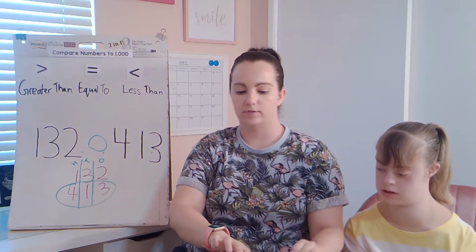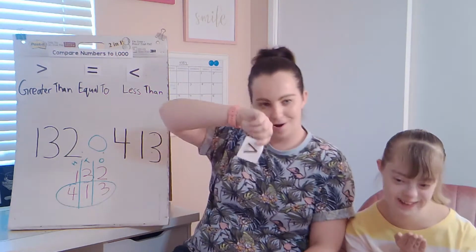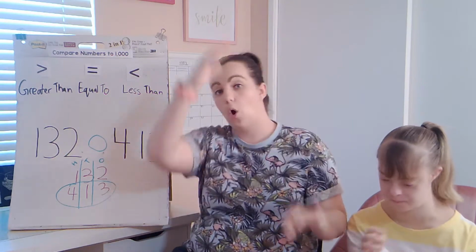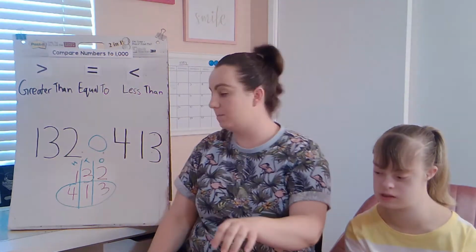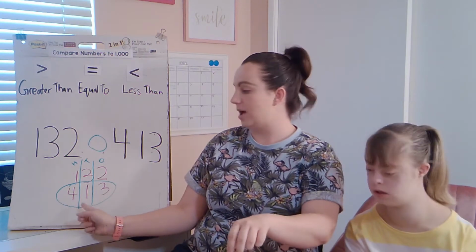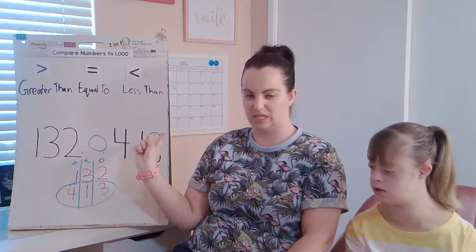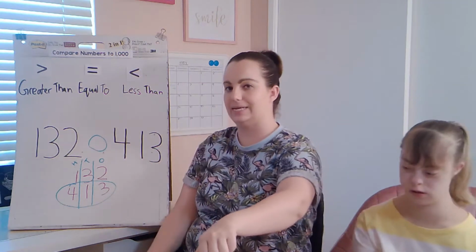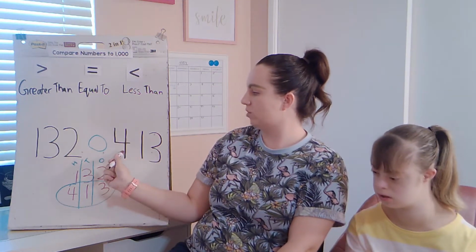Now it's time for us to decide which way our alligator mouth goes. Remember, the alligator mouth is open to the greater number, the bigger number. So that means our mouth needs to be open to 413. The alligator wants to eat it. He wants to eat the most he can. Oh boy. So I make sure I'm at 413.